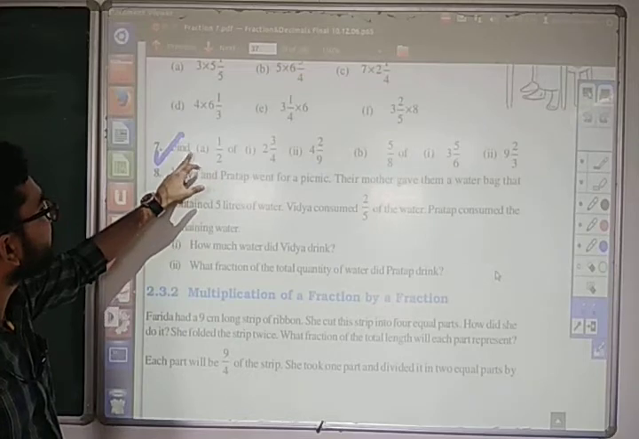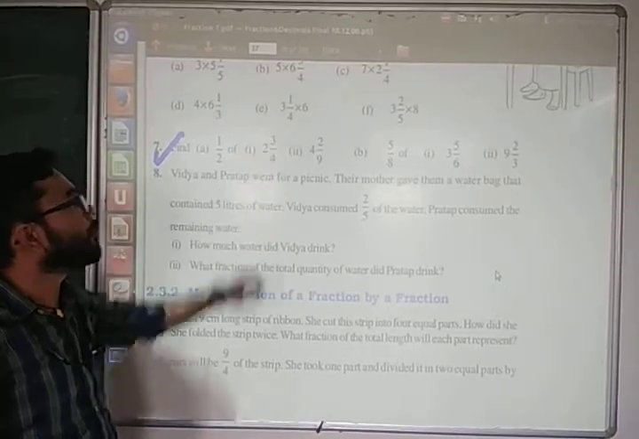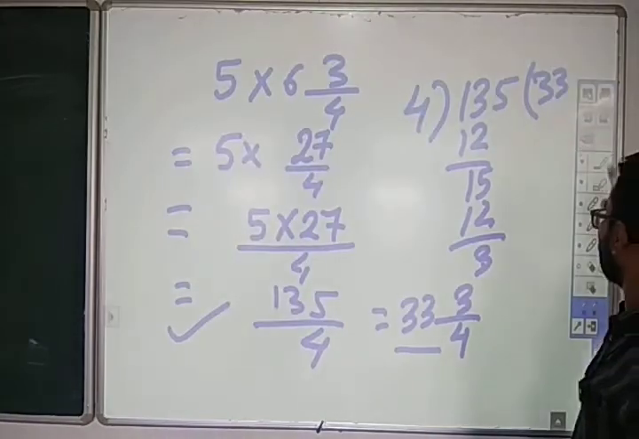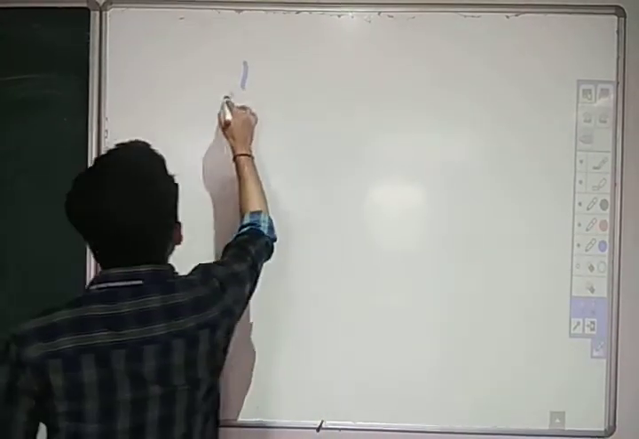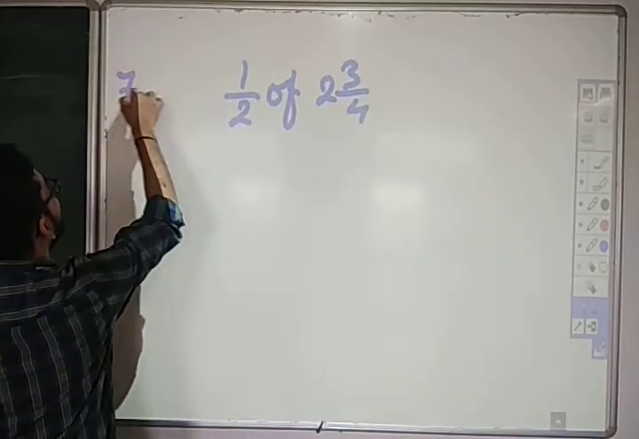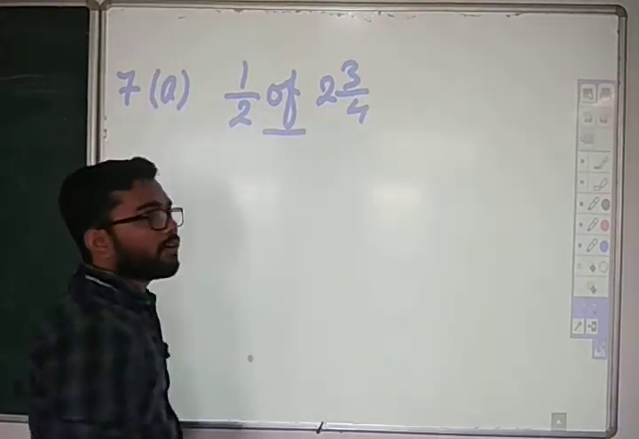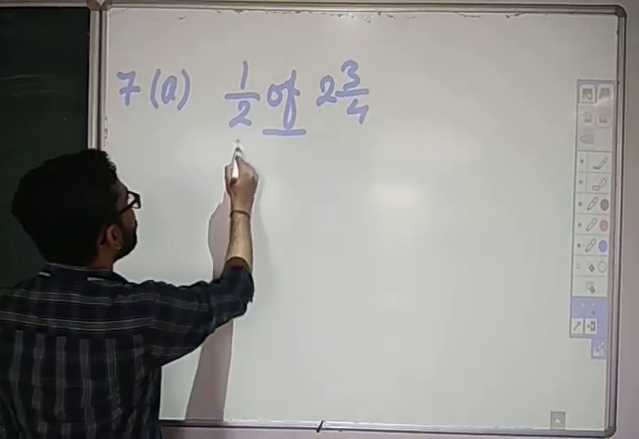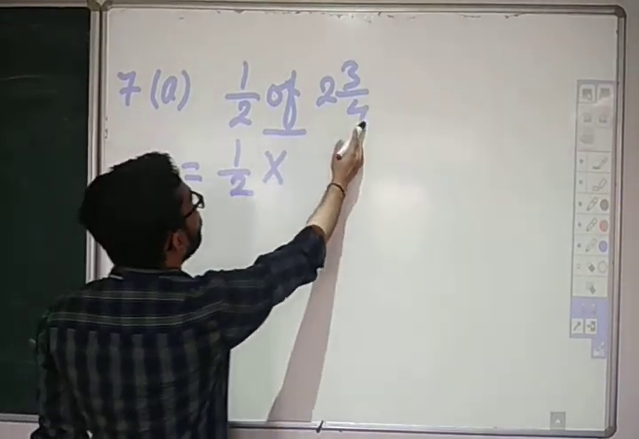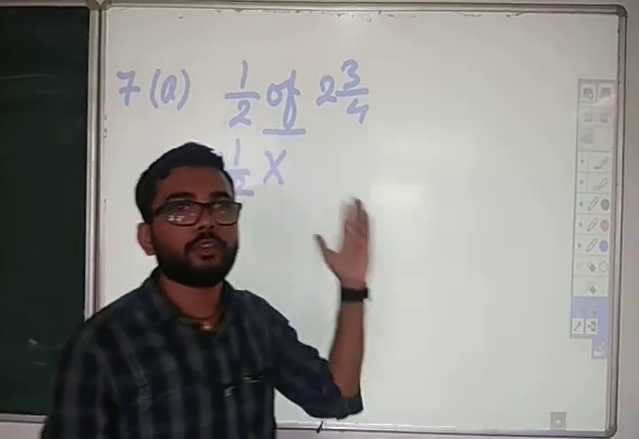Here it is given. First question 7a, 1 by 2 of 2 integer 3 upon 4. You all know what "of" represents? It represents multiplication. So 1 by 2, just write it in mathematical form. "Of" represents multiplication. 2 integer 3 upon 4. This is a mixed fraction. You need to convert this mixed fraction into an improper fraction.